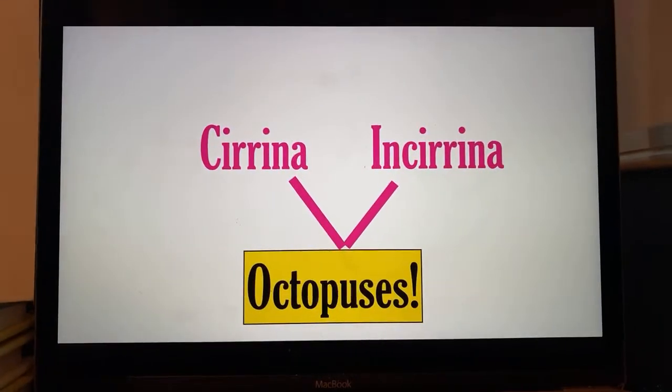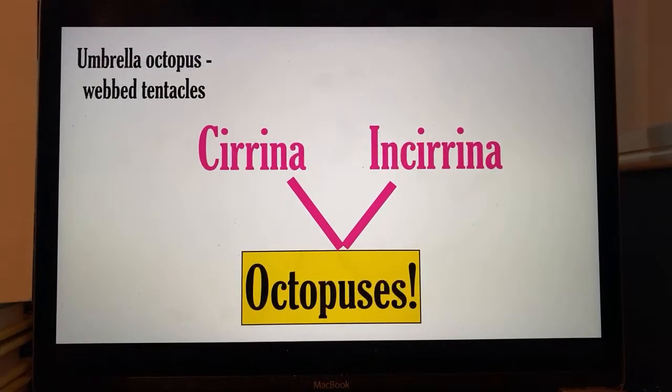Right, so let's have a little look at those two different kinds of octopuses, because you've probably seen a picture of an octopus and noticed that it looked different to other octopuses. So now we're going to find out why. So the cirrina octopuses, some of them are umbrella octopuses, so they've got webbed tentacles, you kind of picture that. They've got fins, which look like tiny cute little ears. They don't have an ink sac, they don't do any inking.